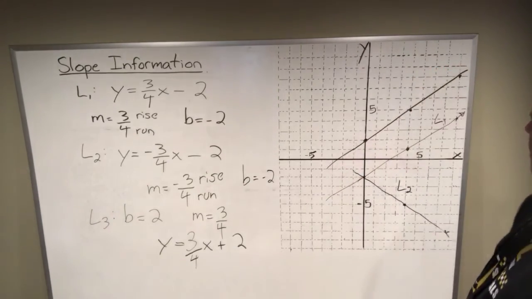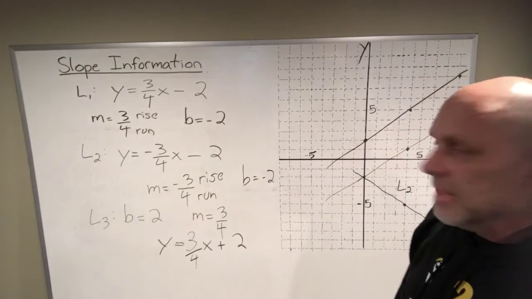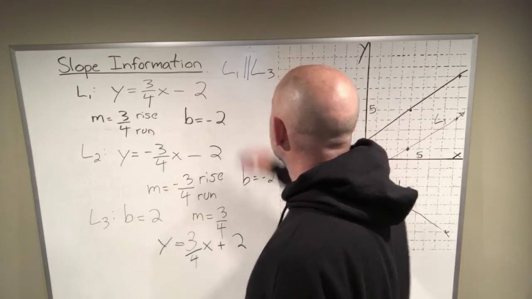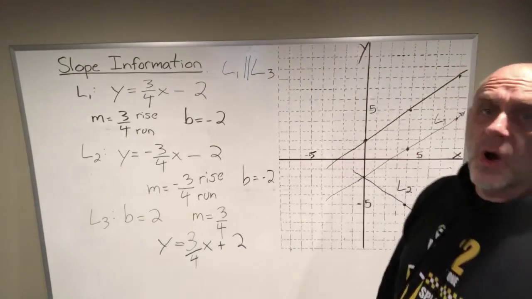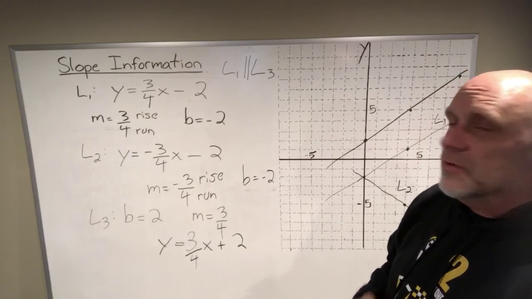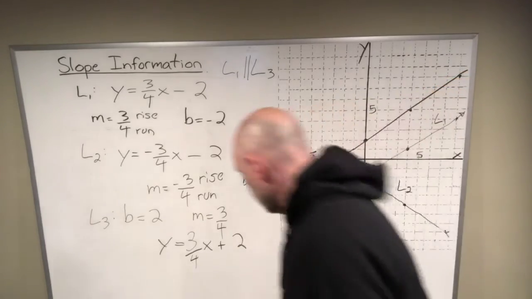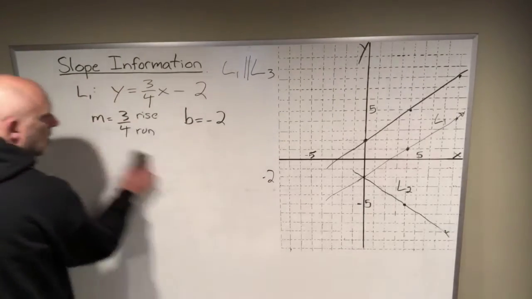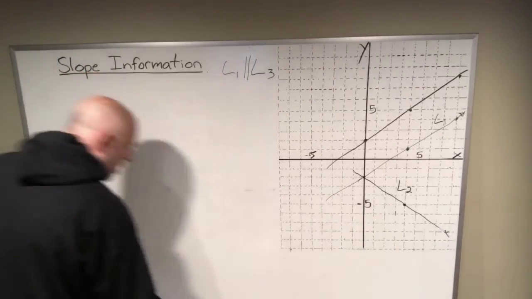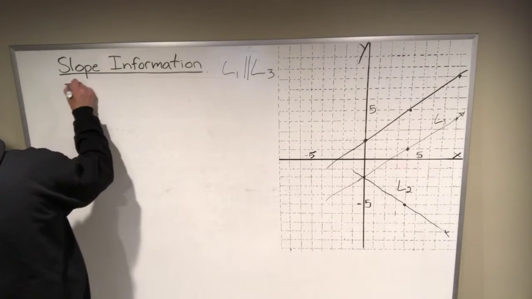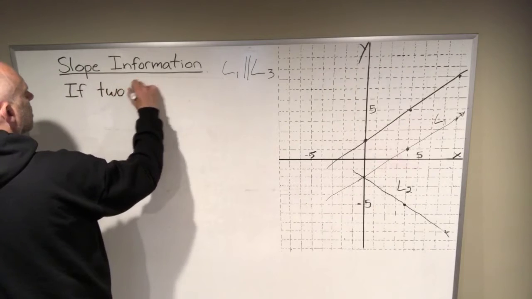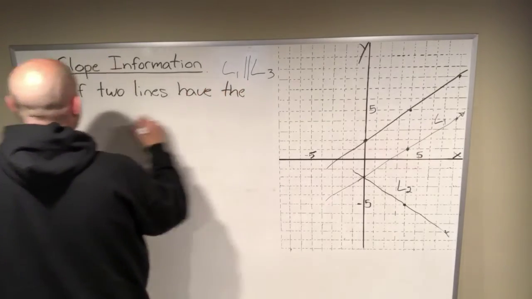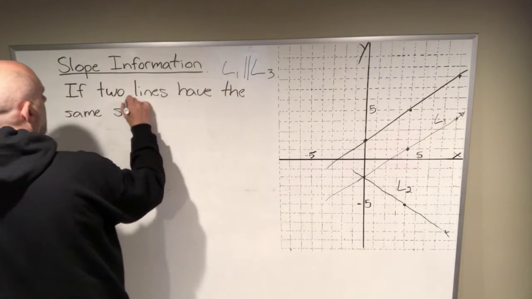You know something funny about L3? What about L3 and L1? They're parallel. This is the sign we use for parallel. L1 is parallel to L3. They're not parallel to L2. They're both going to cross L2 at some point. So when the slopes are the same, two lines are parallel. That's another thing we want to remember. Let me erase this and put this down. If two lines have the same slope, then they are parallel.